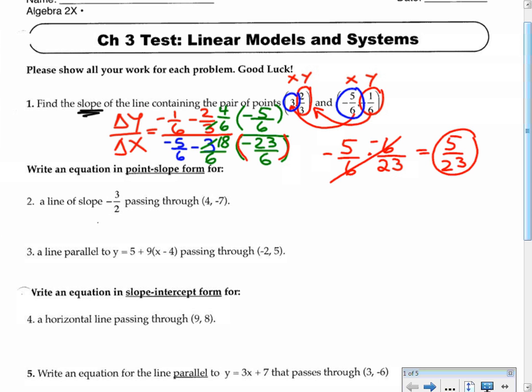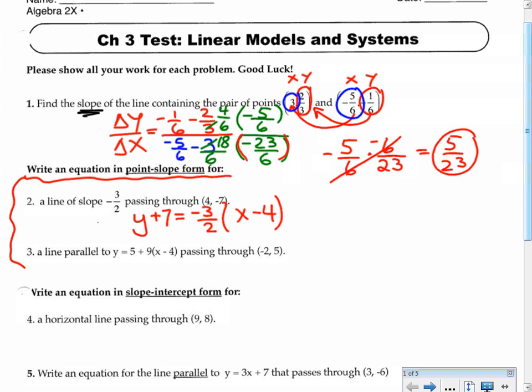Number 2, the idea of it was that for number 2 and 3, the next two are going to be in point slope form. Point slope form, and you'll see it in just a moment, is the one where you have y minus the y coordinate. Y minus negative 7 is like plus 7, equals the slope, and I want it to be negative 3/2, then the parentheses, and then the x minus the x coordinate. So that's all it had to be.